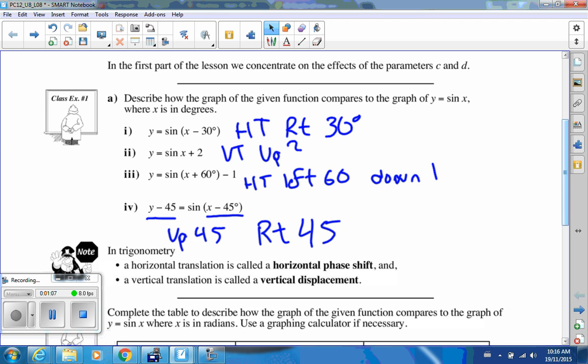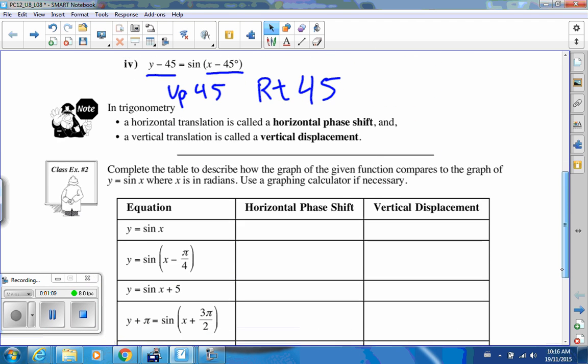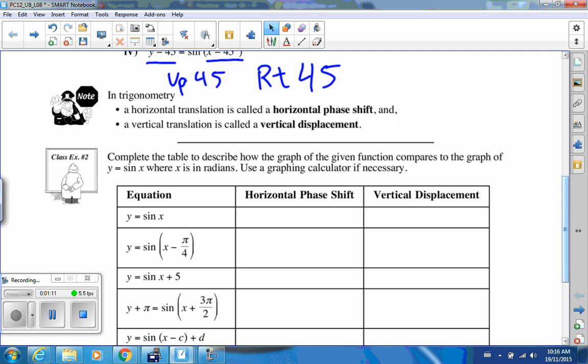Same old. Now in trig we call them horizontal phase shift and vertical displacement. Whether you call it horizontal phase shift and vertical displacement or just still call it translations, I don't care. So just so long as you're straightforward with what you're doing, then we're all set and all good.